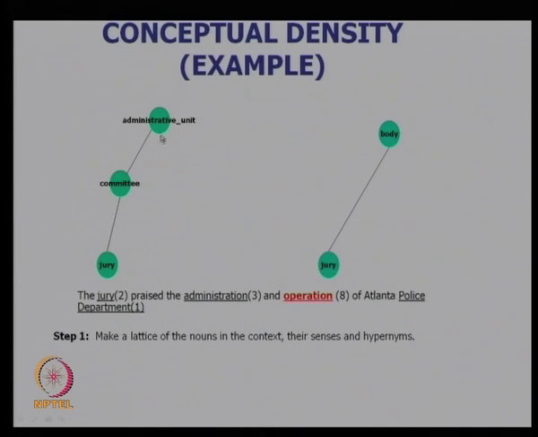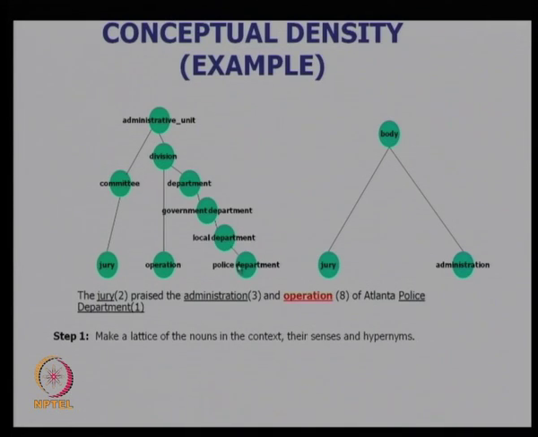hypernyms. So, we can see here that the word jury has hypernym as committee, which again has hypernym as administrative unit. This jury has hypernym as body. So, we are talking about the 2 senses of the word jury. Then we find out other entities also in the context of the sentence. Administration is related to body, operation is related to division, division again is related to administrative unit.